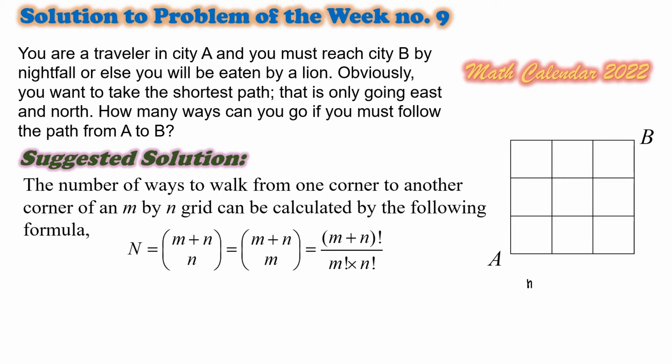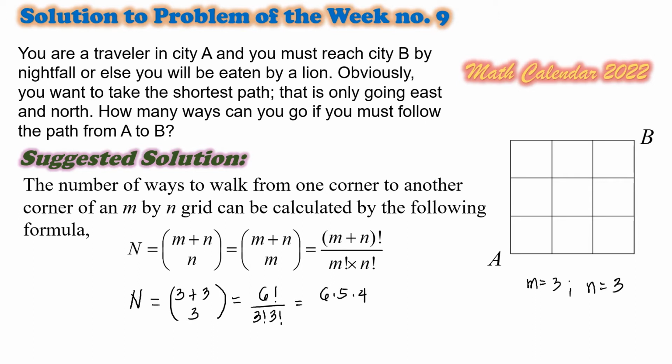So, if M equals 3 and N is equal to 3 in our problem, then the number of ways to walk from A to B is given by 3 plus 3 combination 3, and this is equal to 6 factorial over 3 factorial times 3 factorial. 6 factorial is equal to 6 times 5 times 4 times 3 factorial. In the denominator, we have 3 factorial and the other 3 factorial is equal to 3 times 2 times 1. 3 factorial over 3 factorial is equal to 1. Also, 6 over 3 times 2 times 1 is equal to 1. Then we have 5 times 4 over 1, and this is equal to 20. Hence, there are 20 ways to go from A to B.